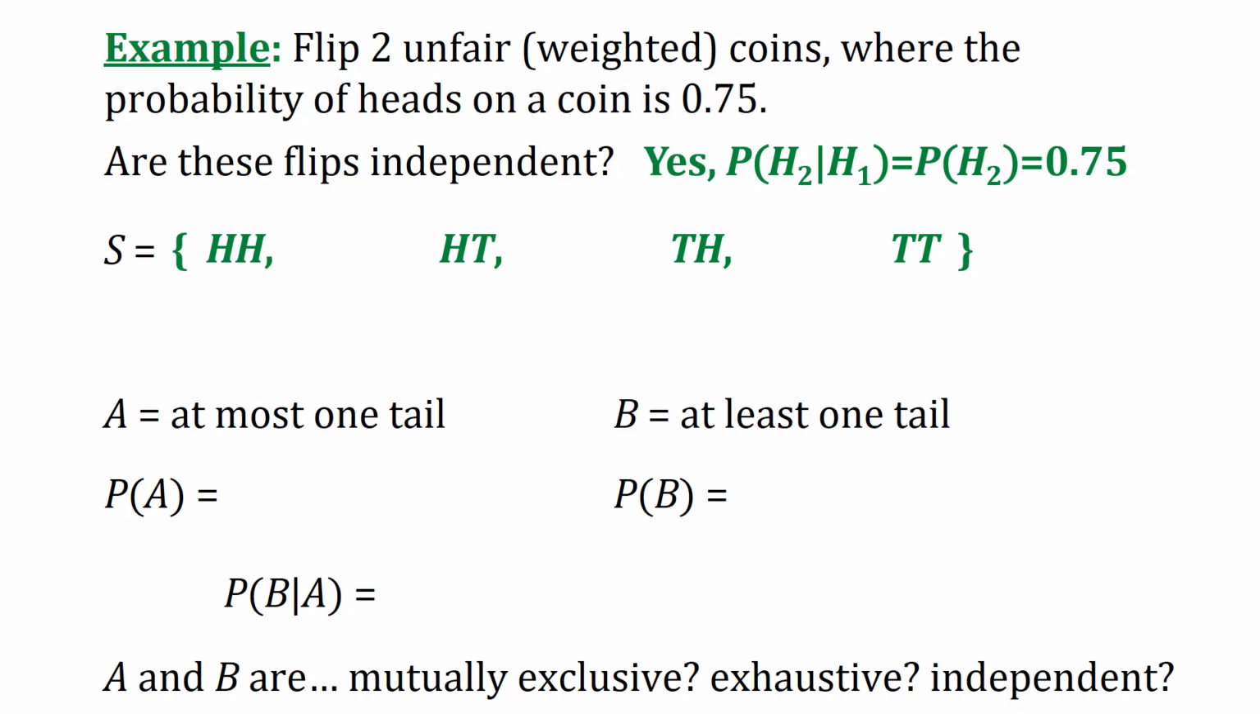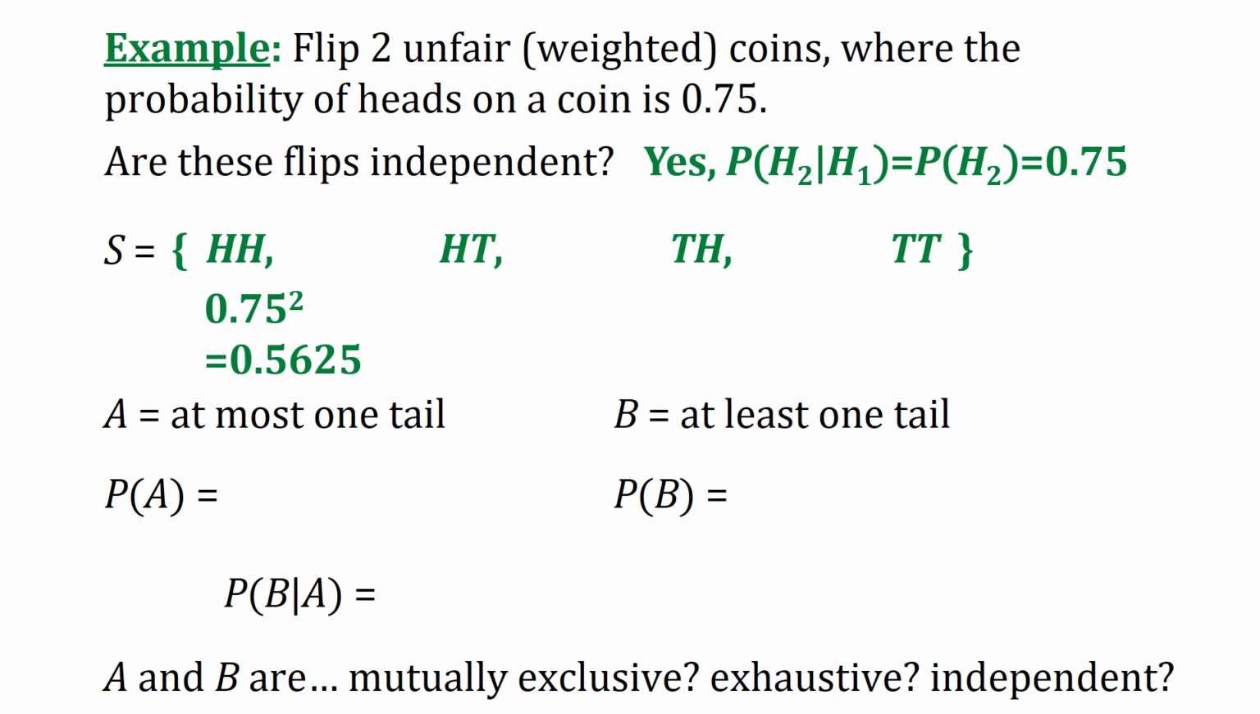Well, it's pretty easy to calculate them because I just said the flips are independent. So for this first outcome, heads and then heads, that's an intersection. I need to find the probability of heads on the first, and I can just multiply that by the probability of heads on the second because they're independent. Well, both of those probabilities are 0.75, so I get that the probability of heads and then heads is 0.5625.